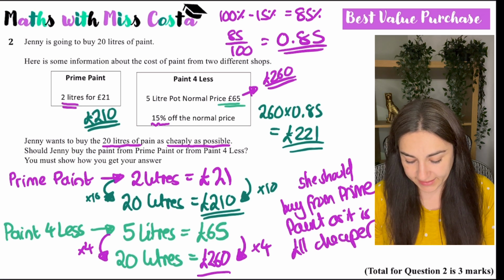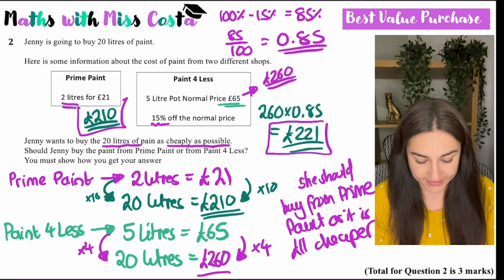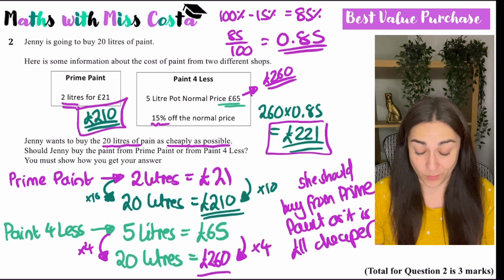Always, when you've got a question like this, you need to maybe even circle your answers just to make it clear to the examiner where they are.